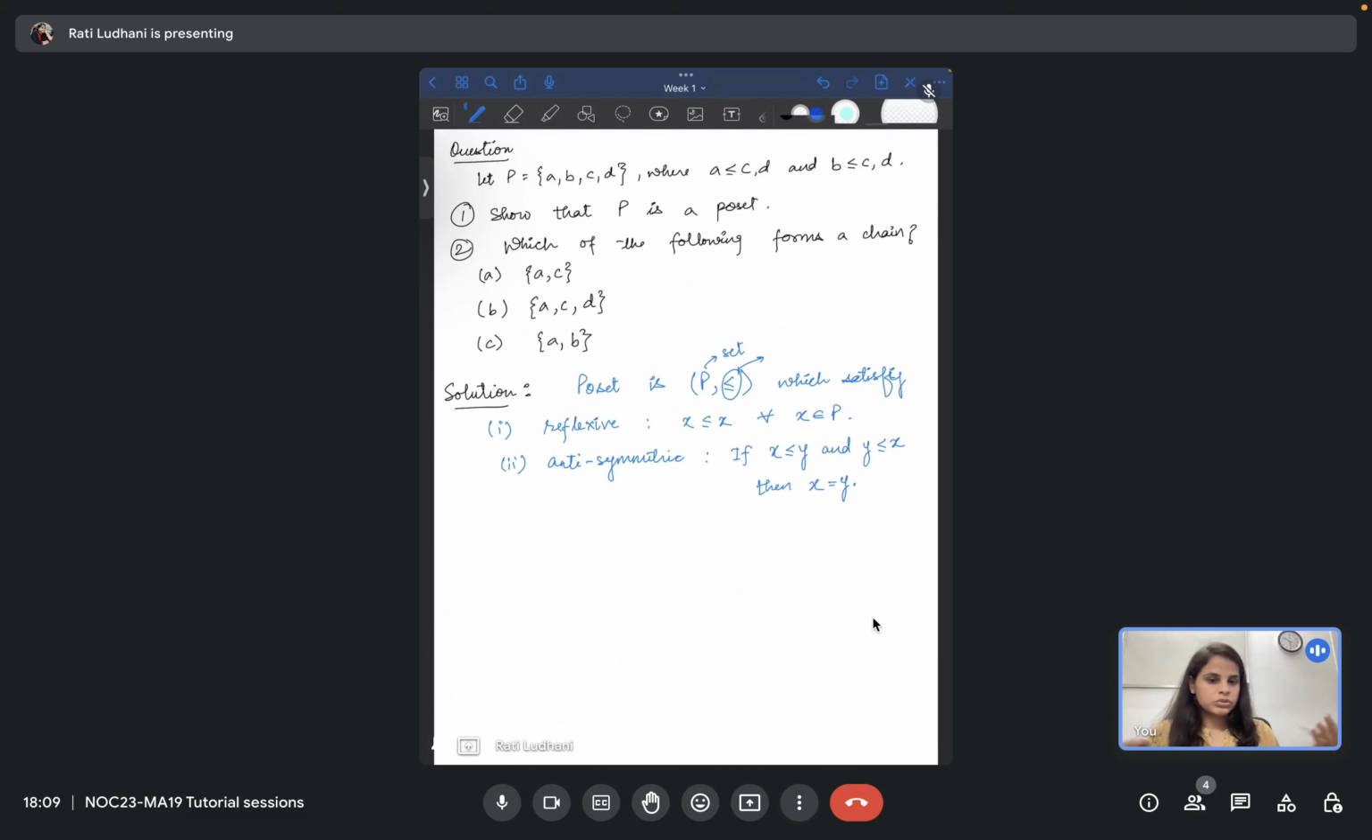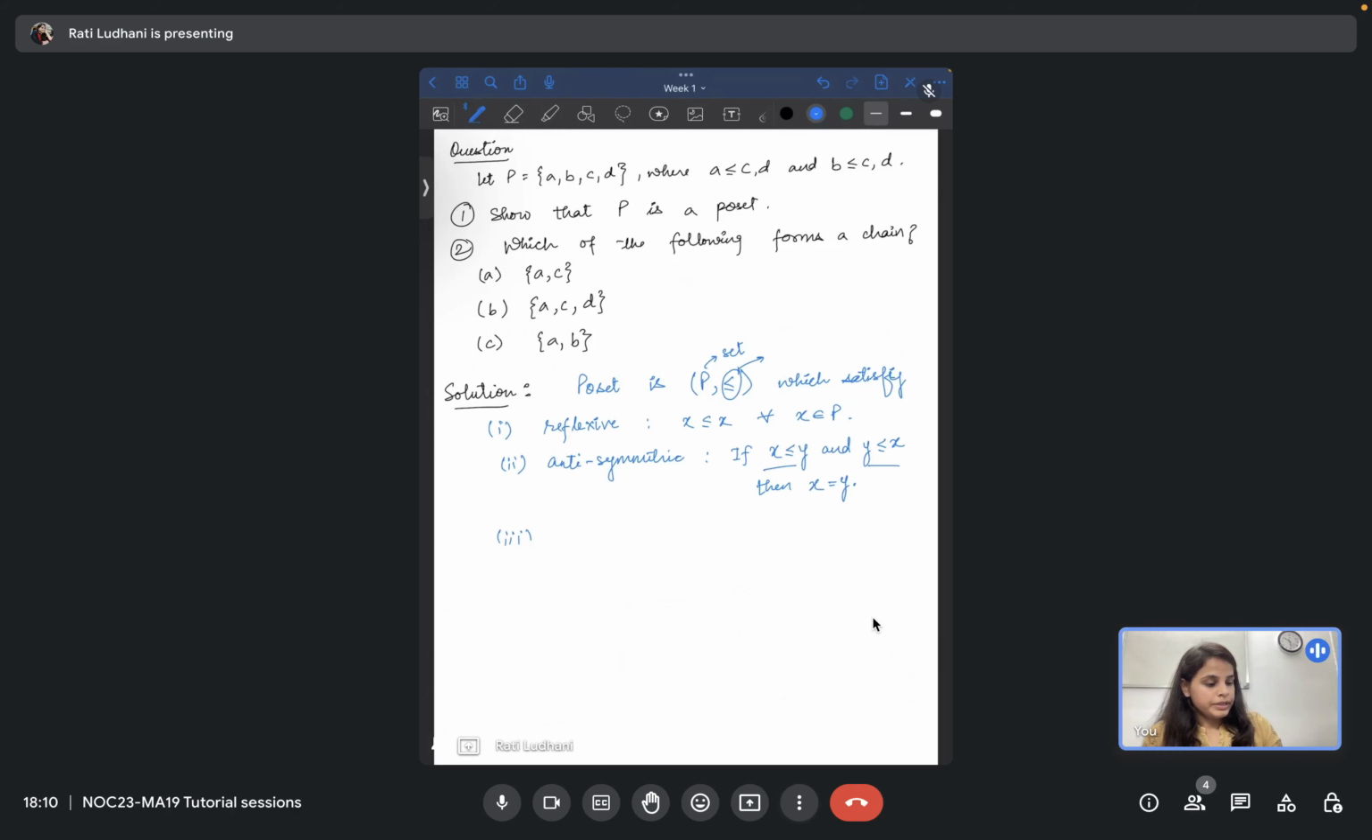So basically, for two distinct elements, both-side relation is not possible. If you take two distinct elements, you cannot say x is less than or equal to y and y is less than or equal to x. This means that. Is that okay now? Yes, ma'am. Okay, great.